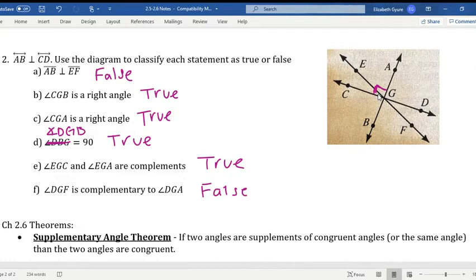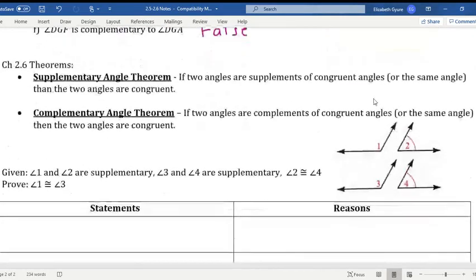Feel pretty good about perpendicular lines? Cool. If I ask you to draw a perpendicular line, what do I expect to see in the picture? Yes, very good. I need to see the intersecting lines or rays or segments, whatever the directions state. I have to see that right angle box, okay? If I don't, then I just don't know if they're perpendicular.